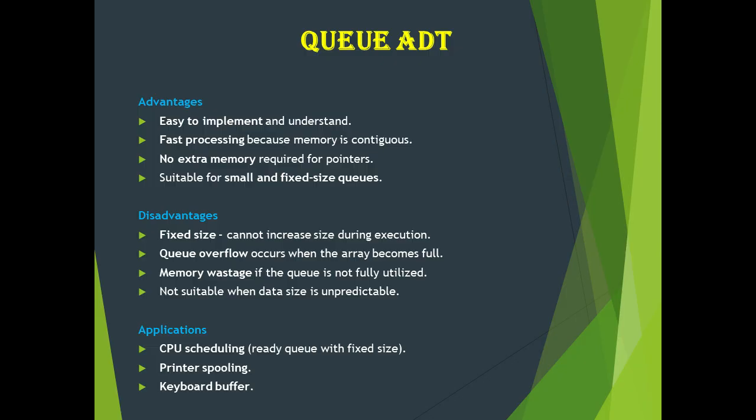The disadvantage is that the fixed size cannot be increased during execution. Queue overflow occurs when the array becomes full. There is memory wastage if the queue is not fully utilized, and it is not suitable when the data size is unpredictable. The applications are CPU scheduling, printer spooling, and keyboard buffer.